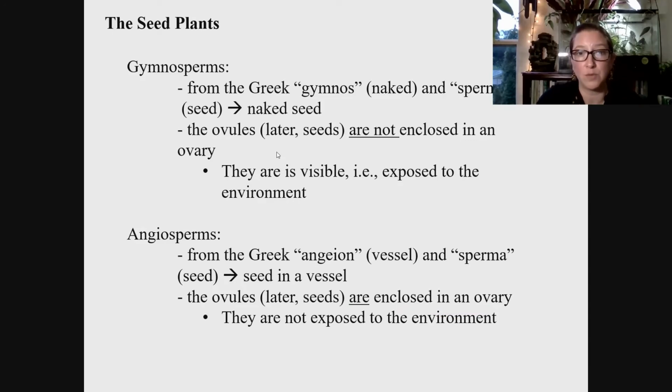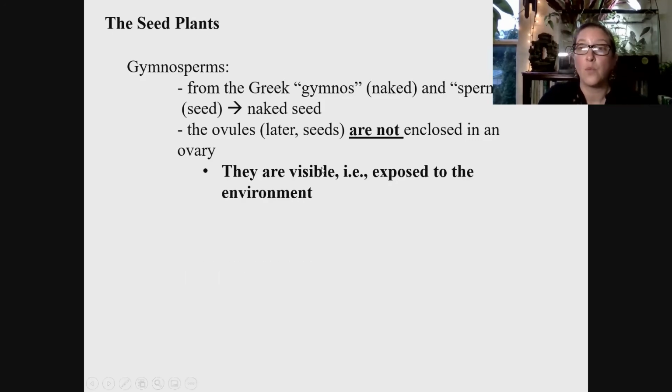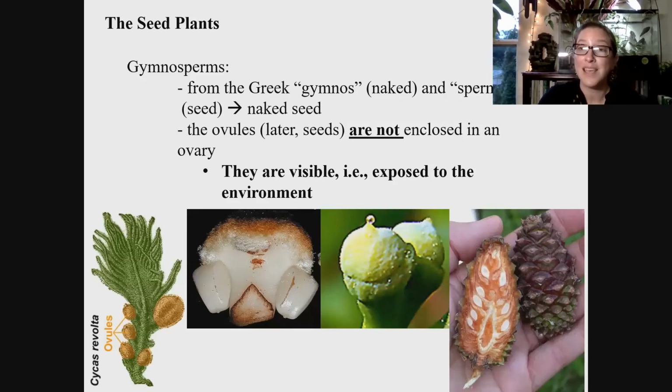Today we're going to learn about gymnosperms, which have ovules that are not enclosed in an ovary. They are visible with the naked eye, exposed to the environment. Here are some gymnosperm ovules. Notice they're not in a flower or anything like that. They're just out there. So here's an ovule on a leaf. Believe it or not, these are also ovules that are just on a weird looking leaf. Here's an ovule.